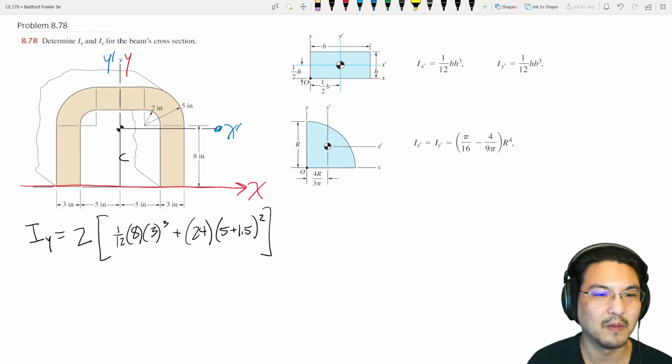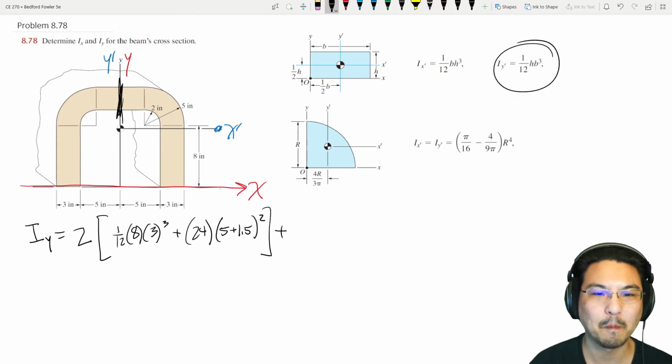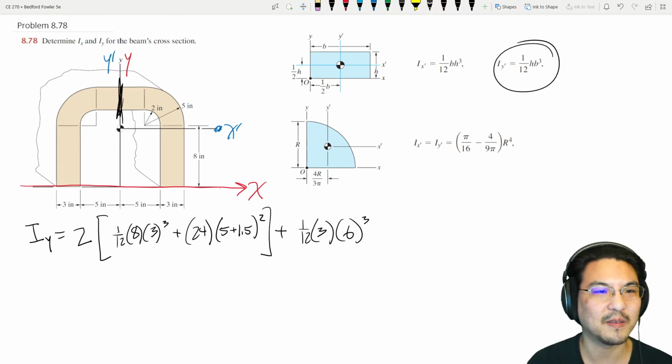Now, about this rectangle, there's only 1 of them. So about this axis is right here, 1/12 height base cubed. The height is 3, base is 6. Okay, so that's that.